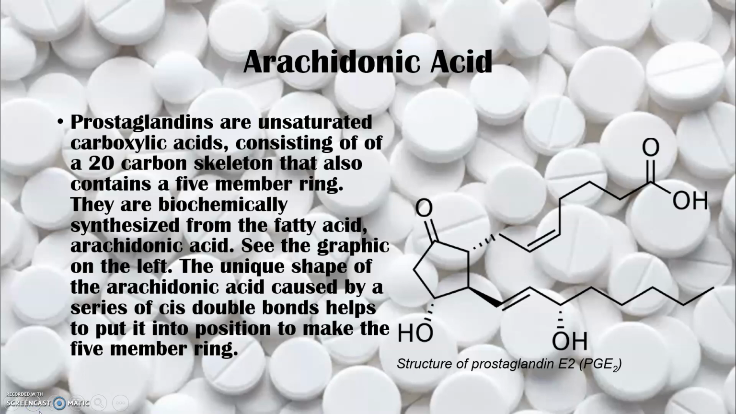Arachidonic acid, prostaglandins are unsaturated carboxylic acids consisting of a 20-carbon skeleton that also contains a 5-member ring. They are biochemically synthesized from the fatty acid arachidonic acid. You can see the graph over here. The unique shape of the arachidonic acid, caused by a series of cis double bonds, helps to put it in position to make the 5-member ring.